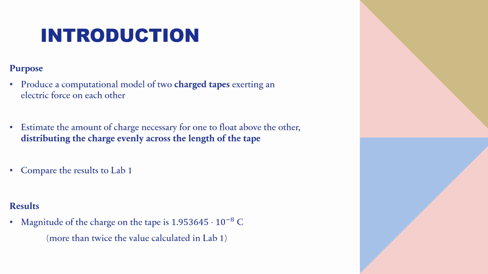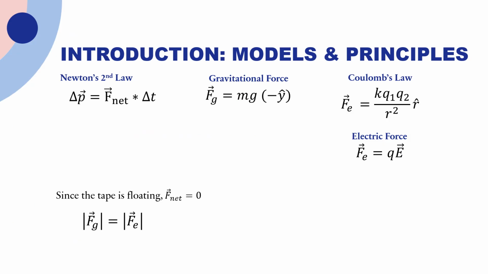So the purpose of this lab was to produce a computational model of two charged tapes exerting an electric force on each other, and estimate the amount of charge necessary to float one above the other, distributing the charge evenly across the length of the tape, which is different than lab 1, which used a point charge, and then compare those results. The result for this lab was that the magnitude of the charge of the tape was 1.95 times 10 to the negative 8th coulombs, which is more than twice the value calculated in lab 1.